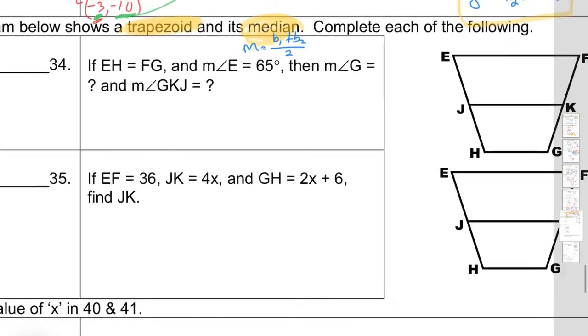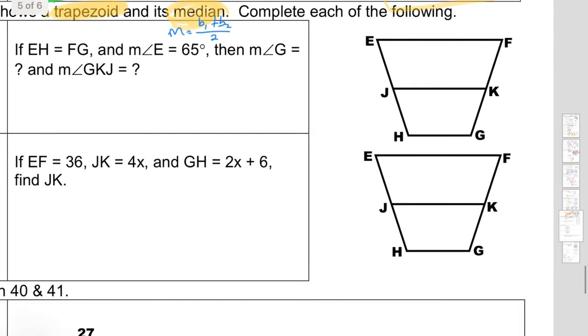They're telling you EH, I'm going to use a highlighter. So EH, this side here, is congruent or equal to FG, which is this side here. So that's important because that's telling us that not only is it a trapezoid, but it's actually an isosceles trapezoid.